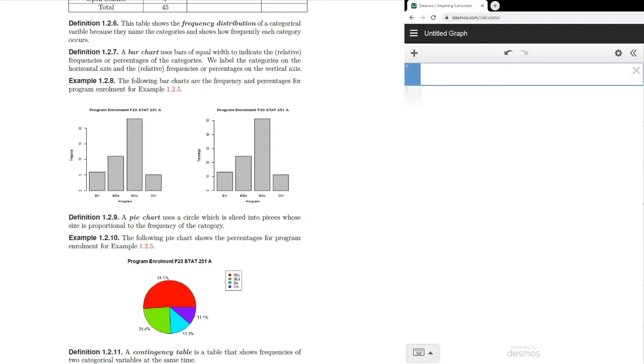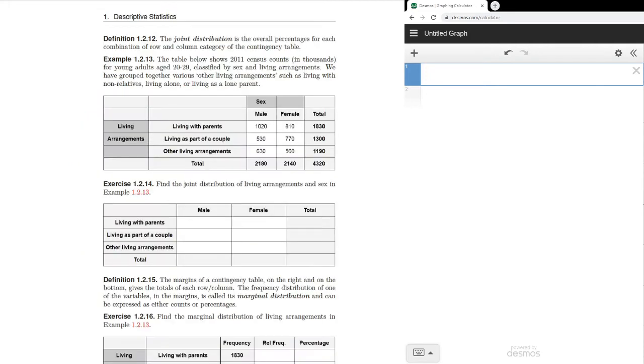So now let's look at exploring the relationships between two categorical variables. A contingency table is a table that shows frequencies of two categorical variables at the same time. We define the joint distribution to be the overall percentages for each combination of row and column of the contingency table. So this example below shows the census counts in thousands for young adults aged 20 to 29 classified by sex and living arrangements. As our first exercise, let's find the joint distribution.